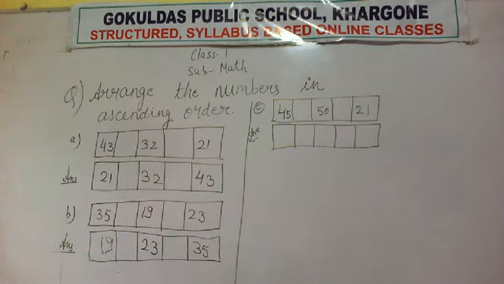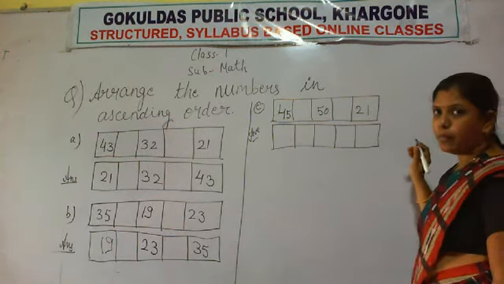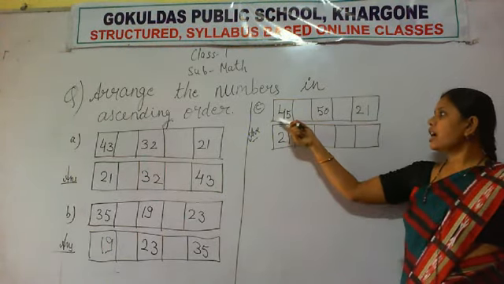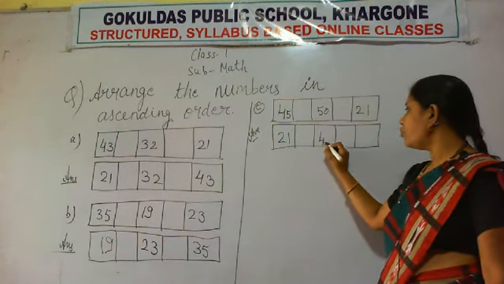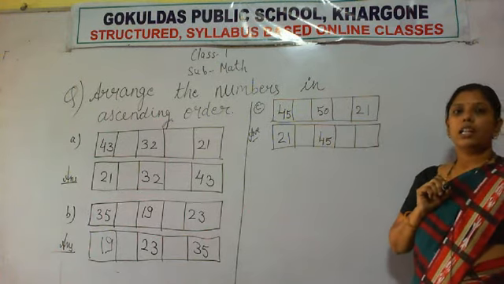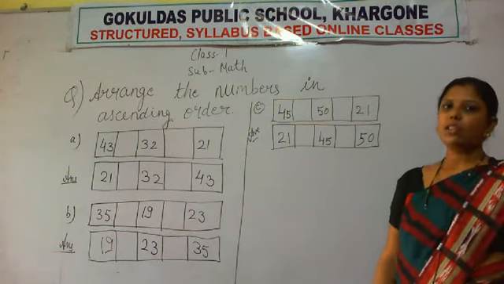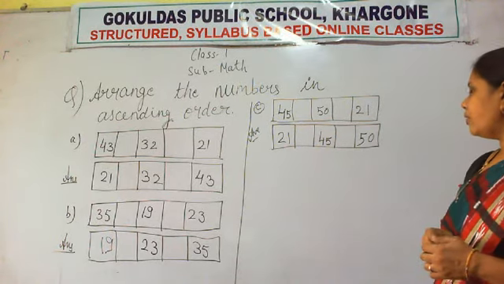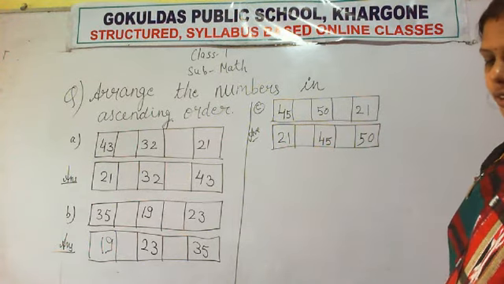Which is the smallest number between 45, 50 and 21? The smallest number is 21. So write here 21. Now the two numbers are 45 and 50. Which is the smallest number? 45. So here you write 45. And the last number left is 50. In this way, we arrange numbers from smaller to the bigger.